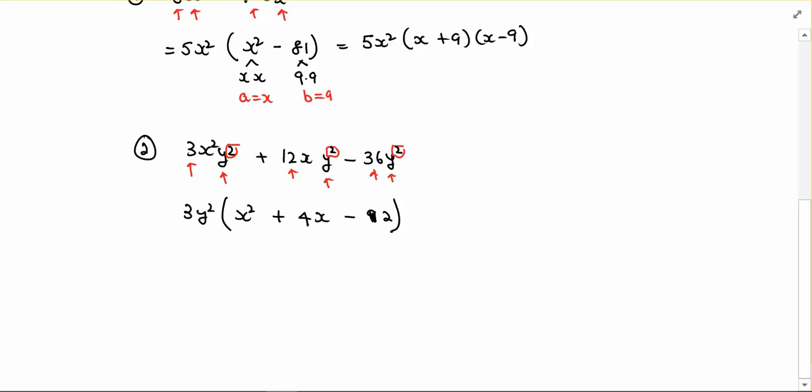Are there numbers that multiply to be negative 12 and add to be 4? Notice, by the way, a is 1 on this, so I can factor this quickly. It's easy to see, negative 6 and 2 will do the trick. And so I can go ahead and factor this: 3y squared times (x minus 6)(x plus 2).